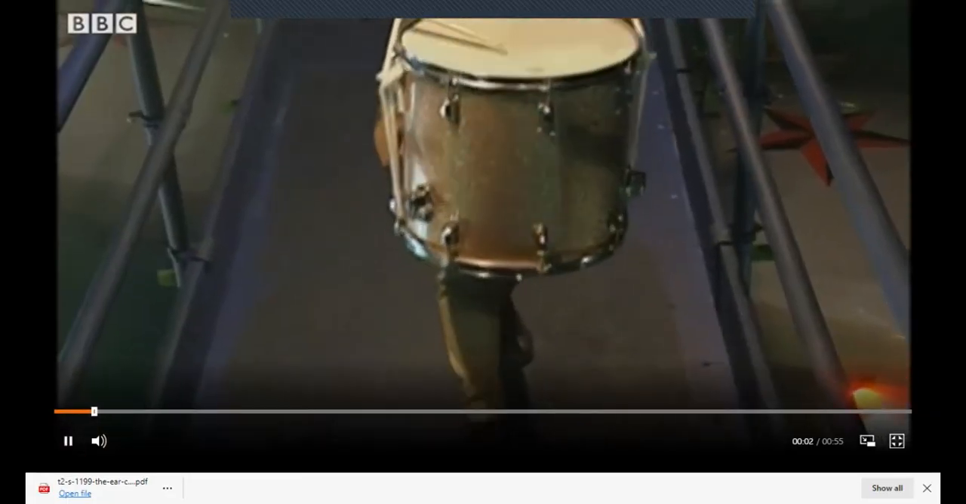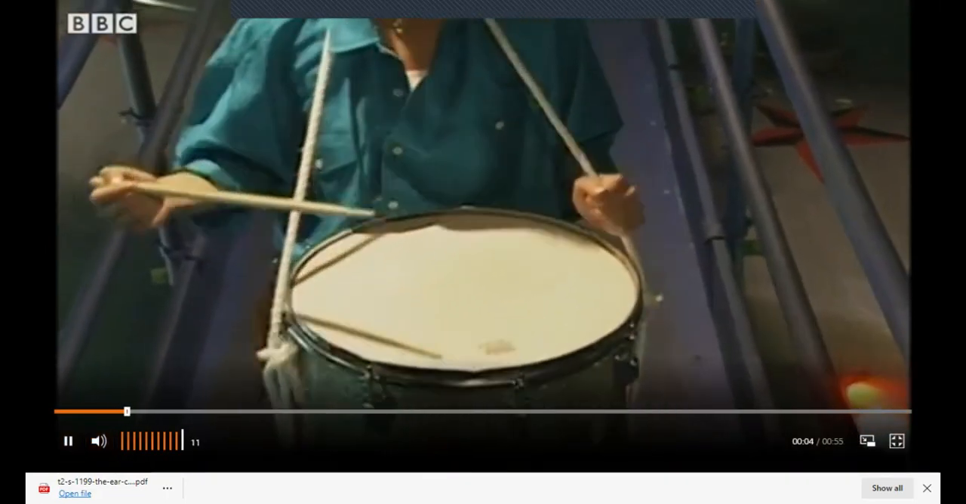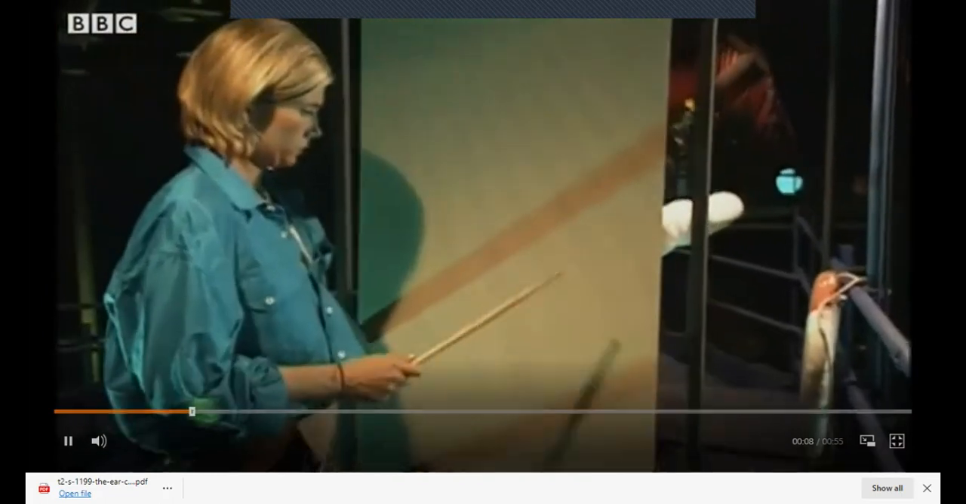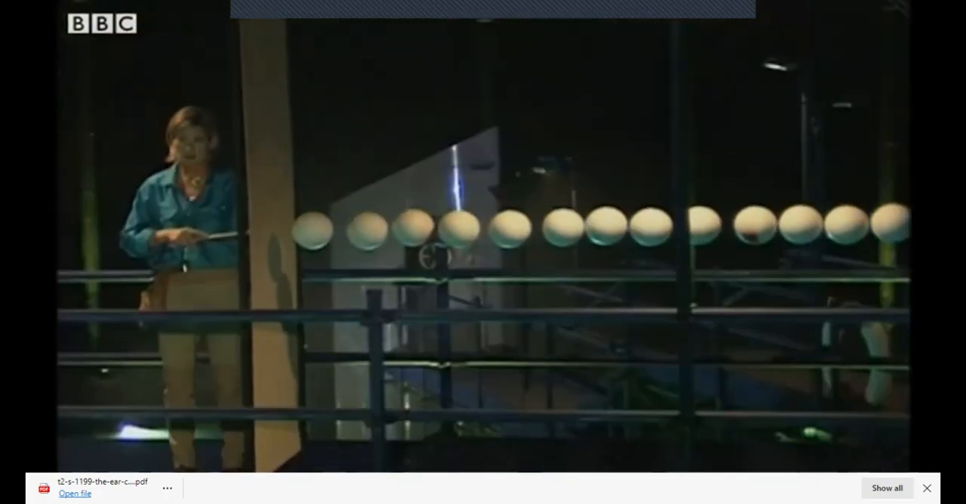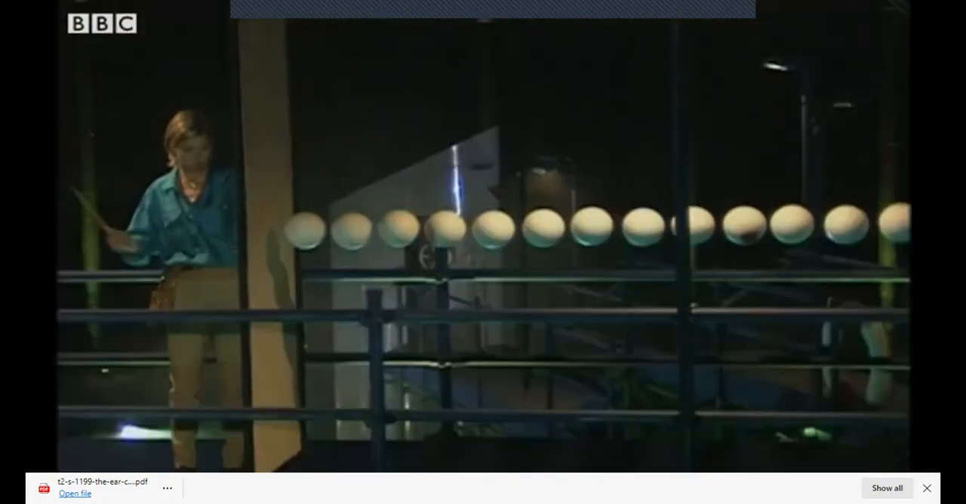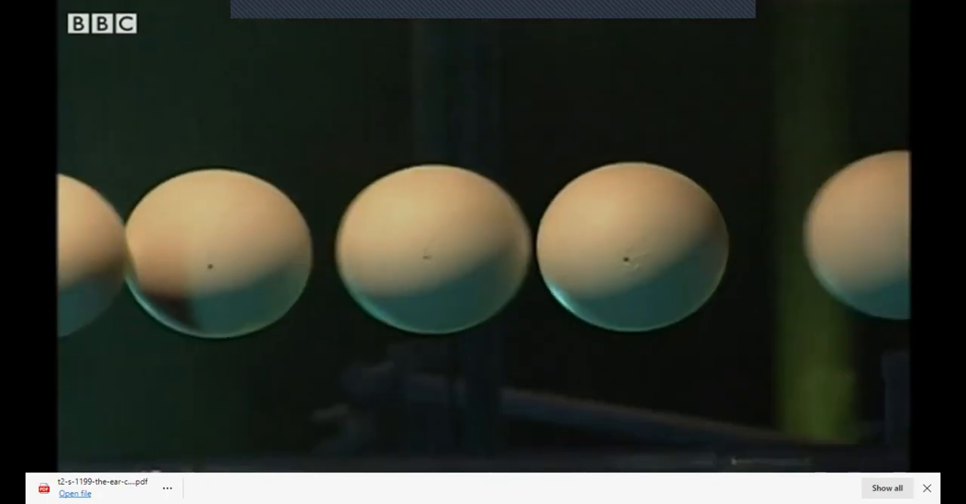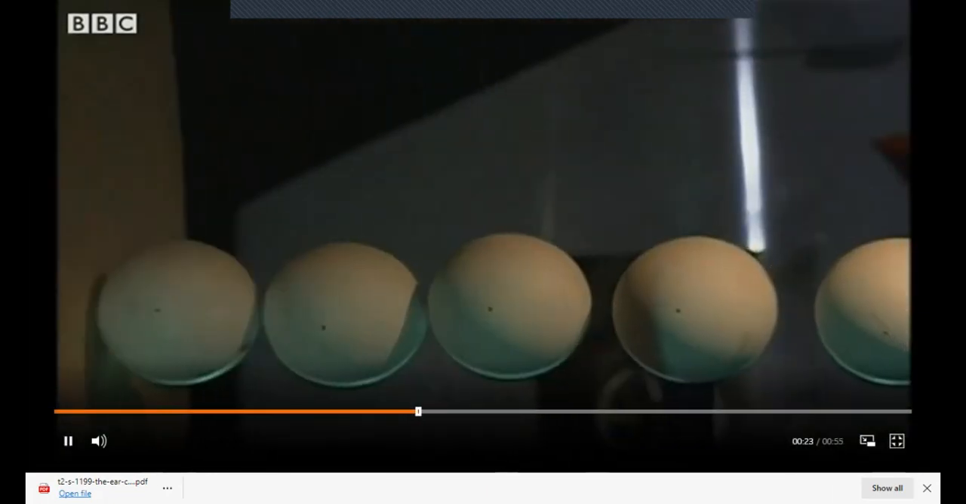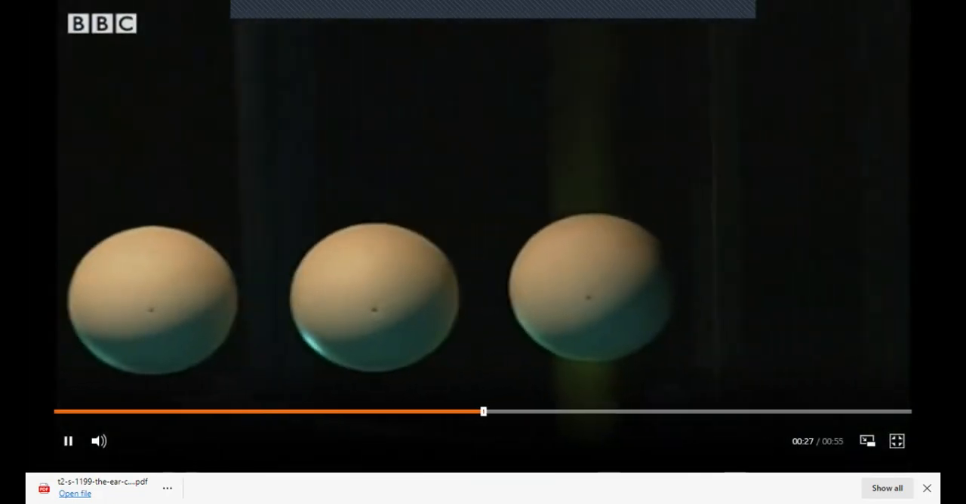Imagine you could see what's happening to the air as Stella hits the skin on the drum. The air is made up of many tiny particles that surround the drum skin. When she hits the drum, the air particles next to the drum skin vibrate and collide with each other. In slow motion, you can see the vibration pass along the line of air particles. It's called a compression wave because the particles are compressed together.